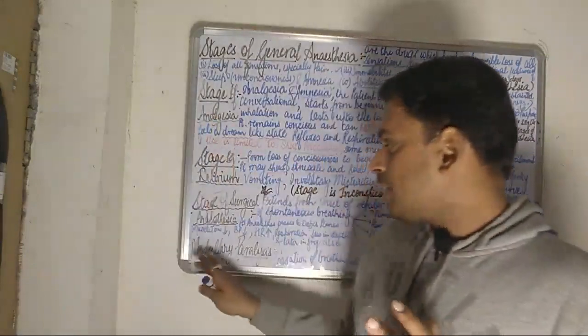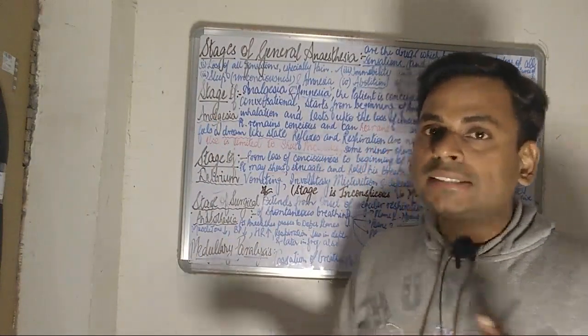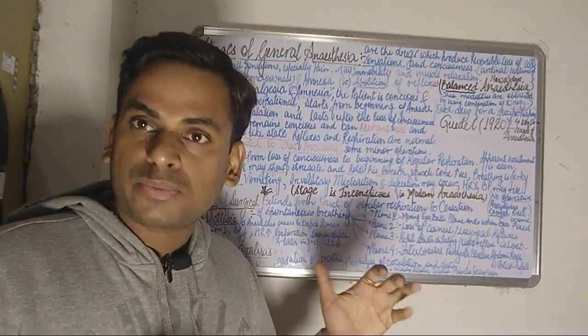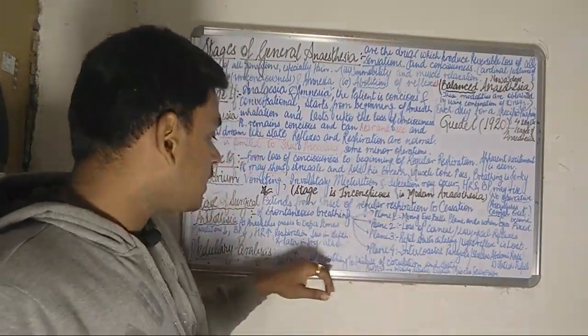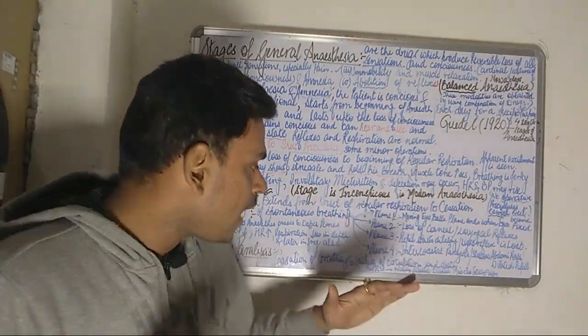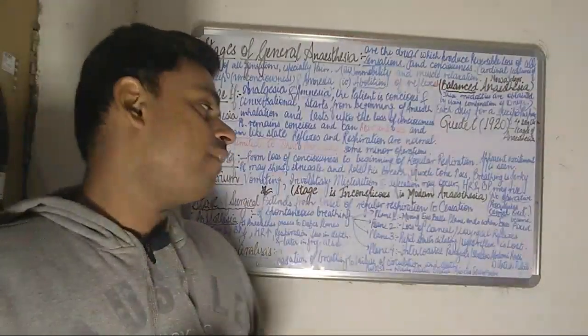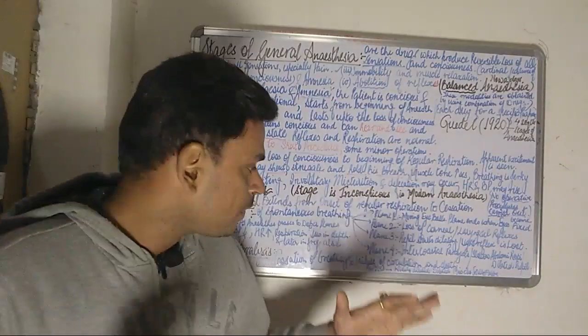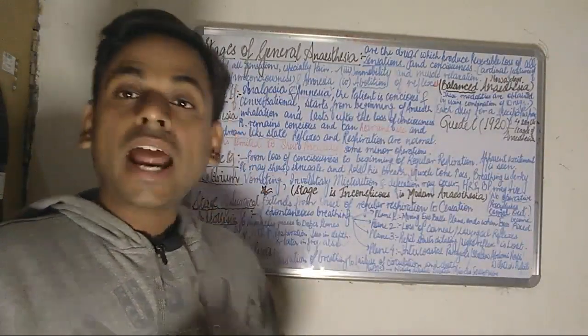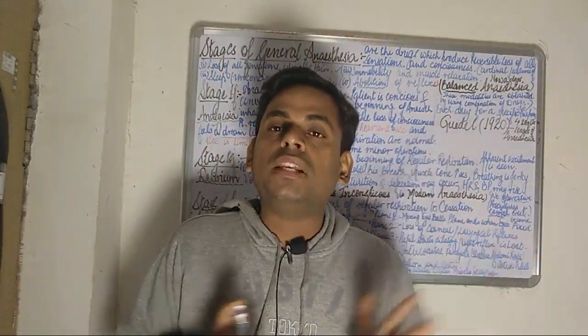The fourth stage is the stage of medullary paralysis, and the striking distinguishing fact that I would like to emphasize here is the cessation of breathing. The breathing is going to stop, and there is failure of circulation. And this will lead to death.